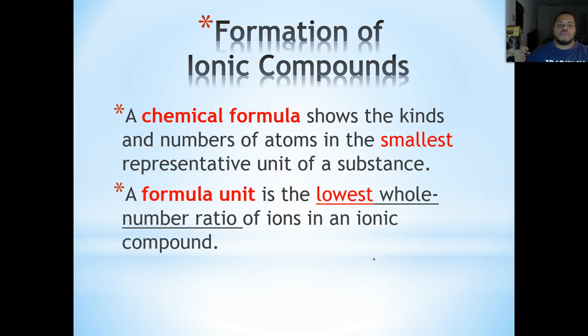Now, when we write ionic compounds, we have to write them in terms of a chemical formula, which is going to show the kinds of elements and the number of those atoms or elements that are there in the smallest representative unit. And we call this a formula unit. So usually when we deal with ionic compounds, you'll note that I won't say molecules. There's a good reason for that. But the formula unit is going to be the lowest whole number ratio of the ions in an ionic compound.